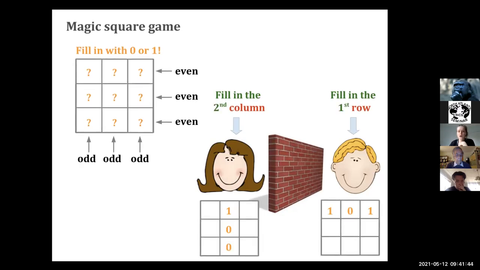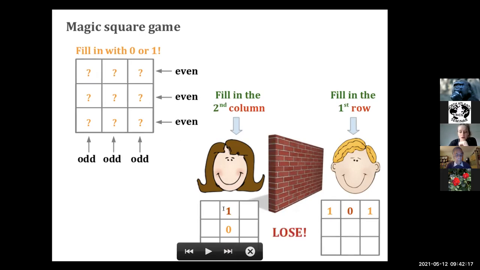Now, let's see an example. We could ask Alice for the second column and Bob for the first row. Can someone tell me if they would win or lose? Consistent. Yes, so they would lose because they are not being consistent, right? But the parity is fine, so it is odd for Alice and even for Bob. They are inconsistent on this square: Bob says zero, but Alice says one. They could change their answers in this manner. The parity is now preserved and also they're being consistent. So now they win.